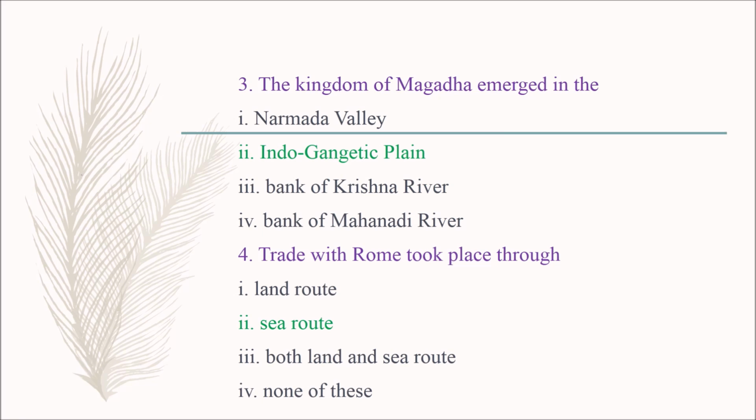Fourth question. Trade with Rome took place through option number 1, land route. Option number 2, sea route. Option number 3, both land and sea route. Option number 4, none of these. So the answer is option number 2, sea route.